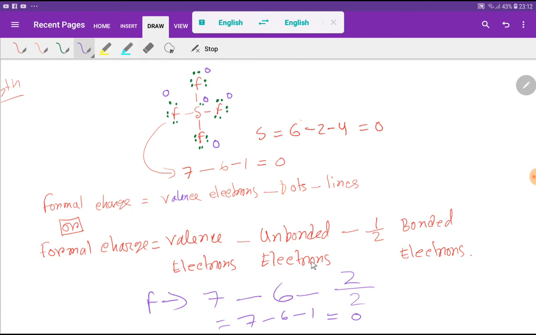And if I apply this formula to sulfur, then what will happen? Look at here. The valence electron of sulfur is 6, unbonded electron of this sulfur is 2, minus bonded electron of this sulfur is 2, 4, 6, 8, 8 divided by 2. So basically, you are getting here 0. So the formal charge of this sulfur is 0.